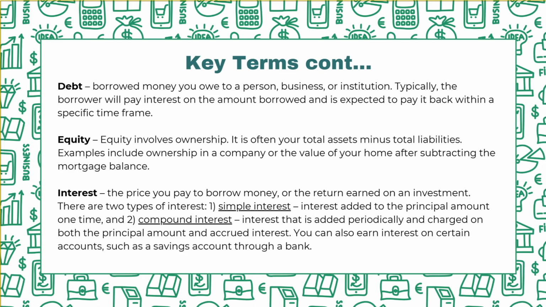There are two types of interest. Simple interest, which is basically the interest added to the principal amount one time, or compound interest, interest that is added periodically and charged on both the principal amount and the accrued interest. You can also earn interest on certain accounts, such as savings accounts through a bank.